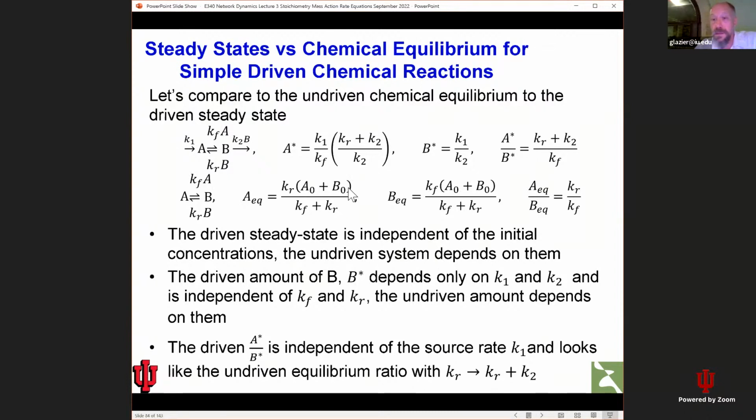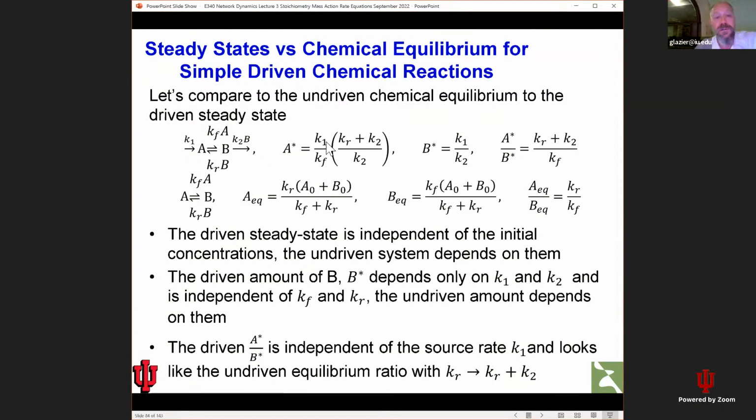So now let's compare these two results. This is the driven reaction. This is the equilibrated reaction. Notice the core of the reaction is the same: A goes to B goes to A with mass action kinetics.